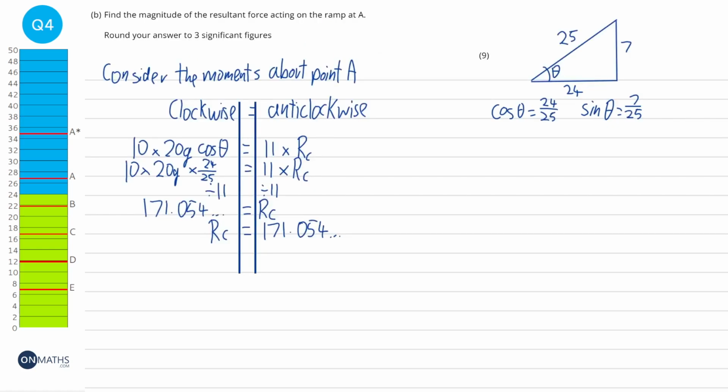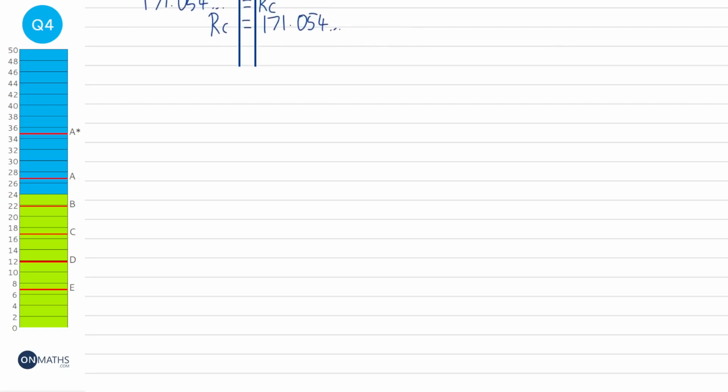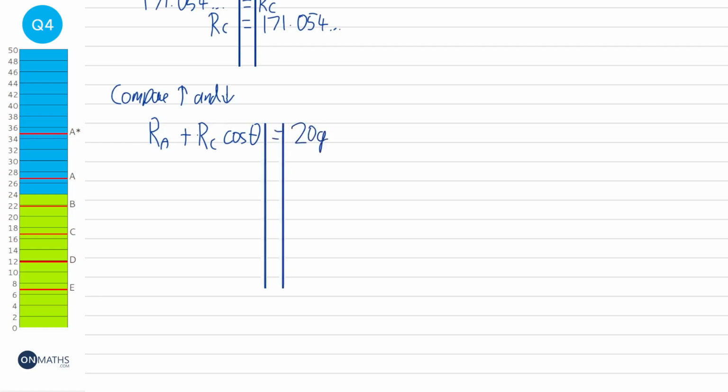And so I can just scroll this down a bit, give myself a bit more room, and we're going to compare up and down. Always show the examiner what it is that you are looking at doing. So we're comparing the up and the down forces and getting them equal. And we said that the RA plus that kind of part of RC, so it'd be RC cos theta, and that's equal just to the 20g, the downwards force. Let's get our lines in.